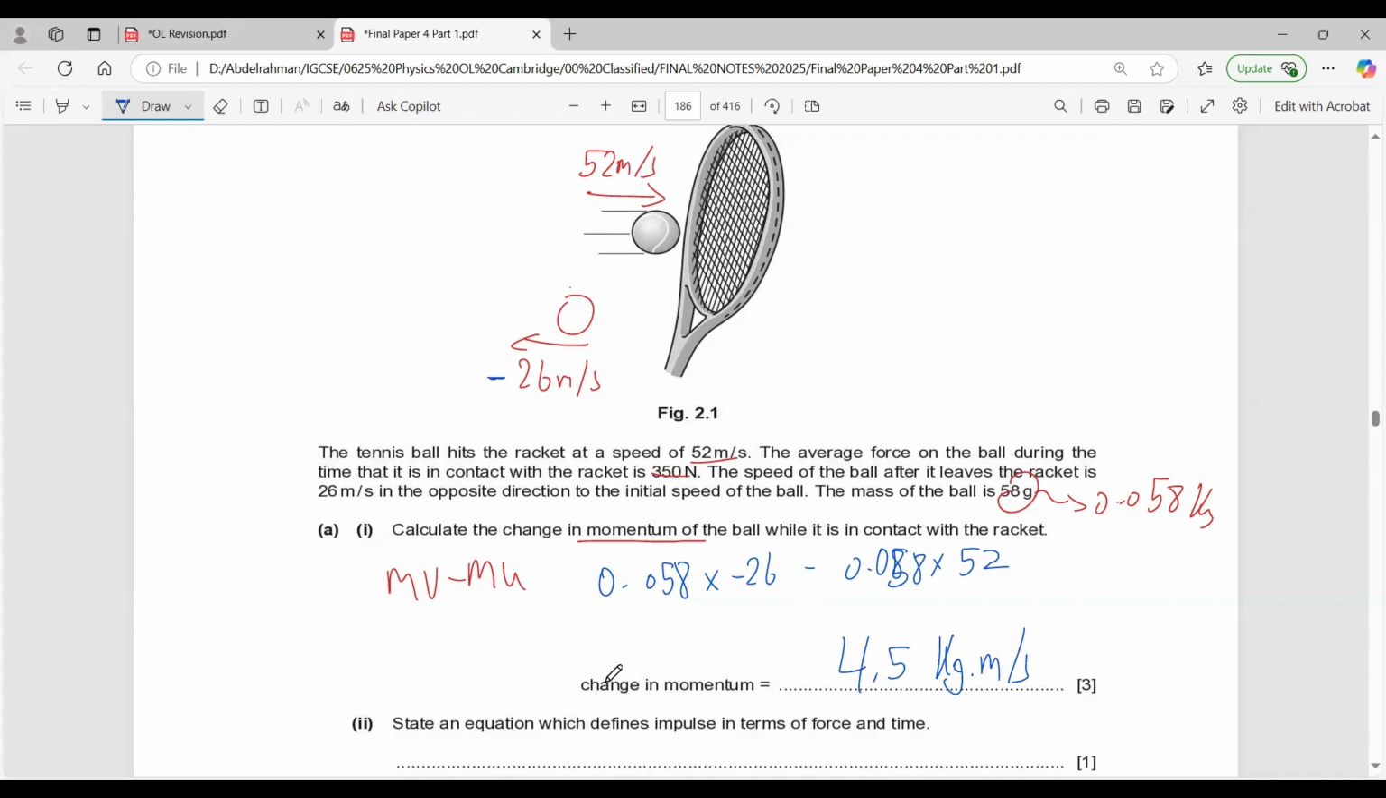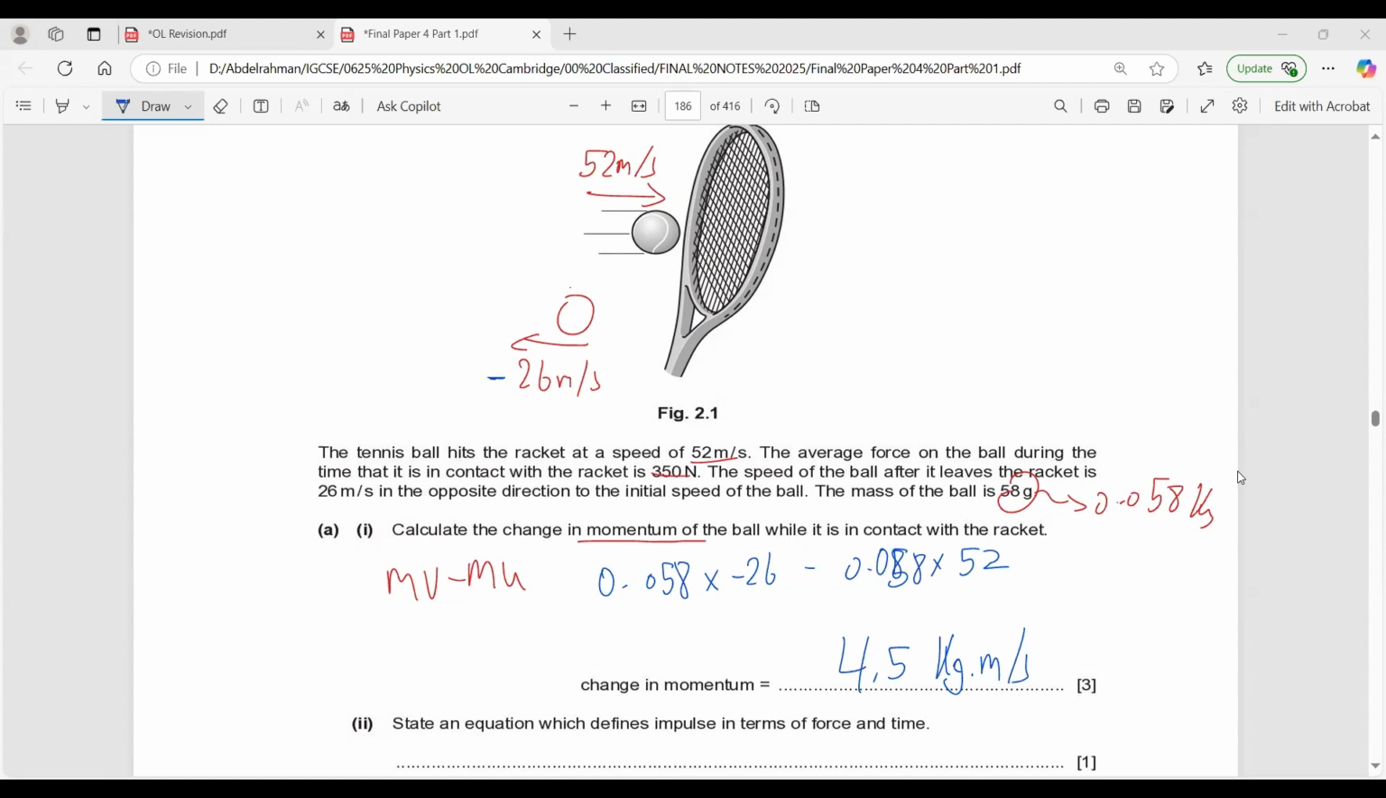Any questions? Are you sure it's 4.1, not 4.5? Are you sure it's negative? You're saying it's 4.1. Let me calculate it again. 0.058 times 26 minus 52. Negative 4.524. Check your calculator.